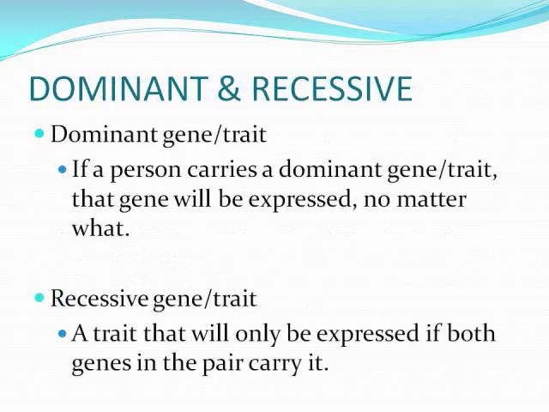So we have dominant and recessive genes. If a person carries a dominant gene, that's the gene that's going to be expressed. In the previous example, A is dominant. So A is the blood type. Recessive genes are only expressed if both genes within the pair carry it. So, for a person to have a phenotype of O, both genes within their blood would have to be type O.